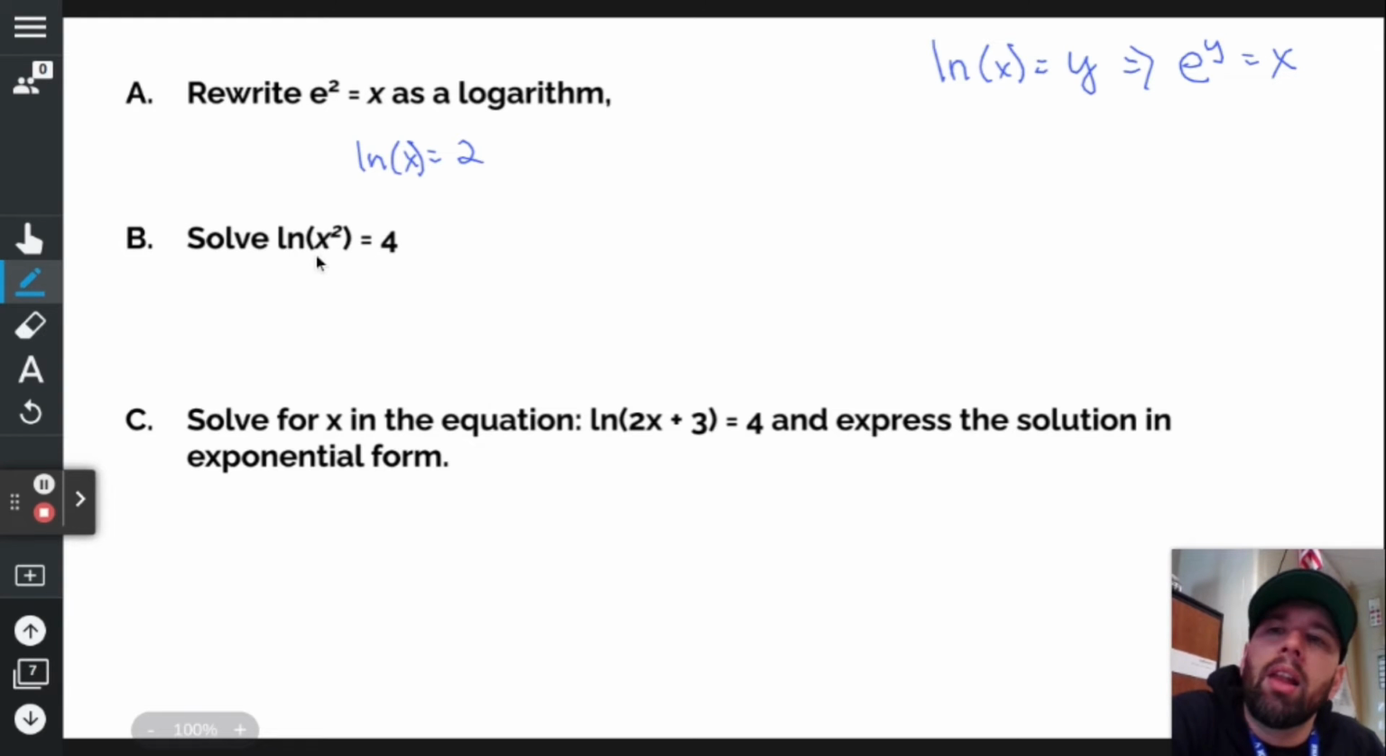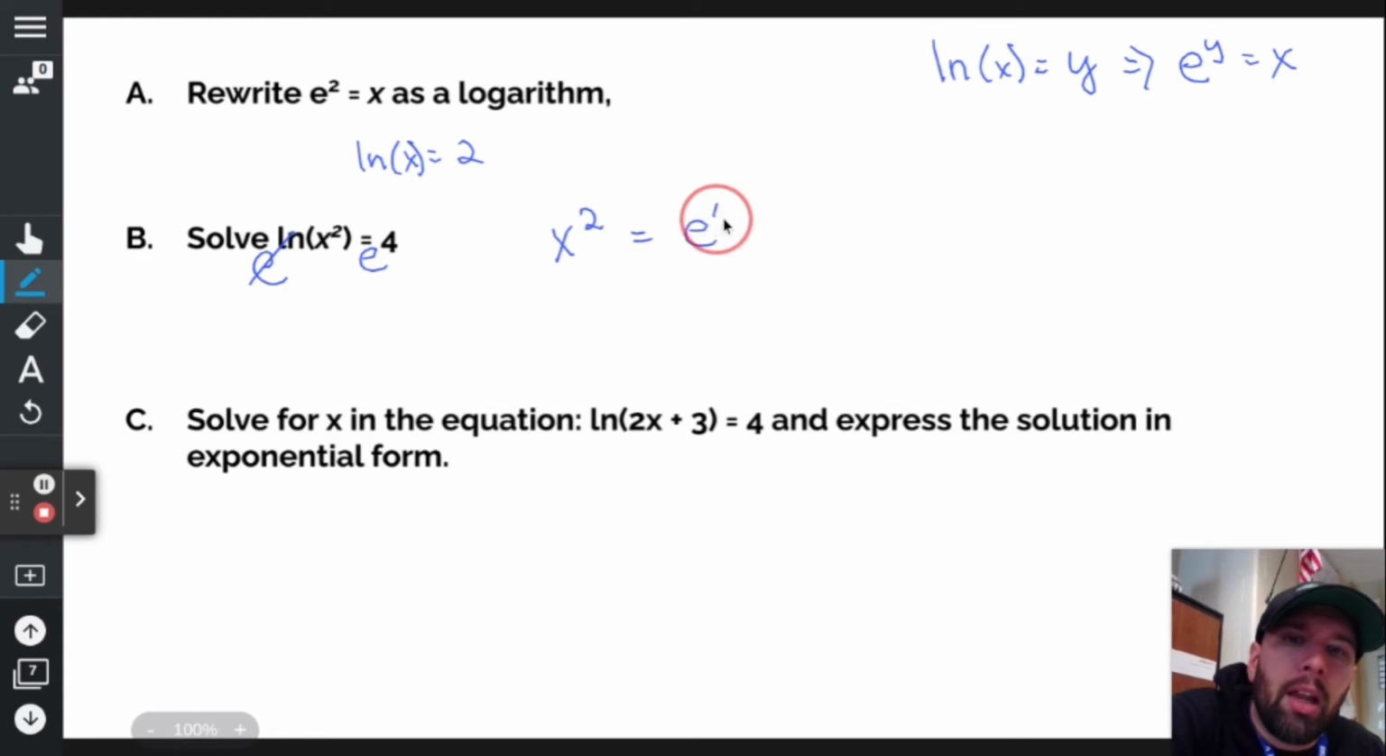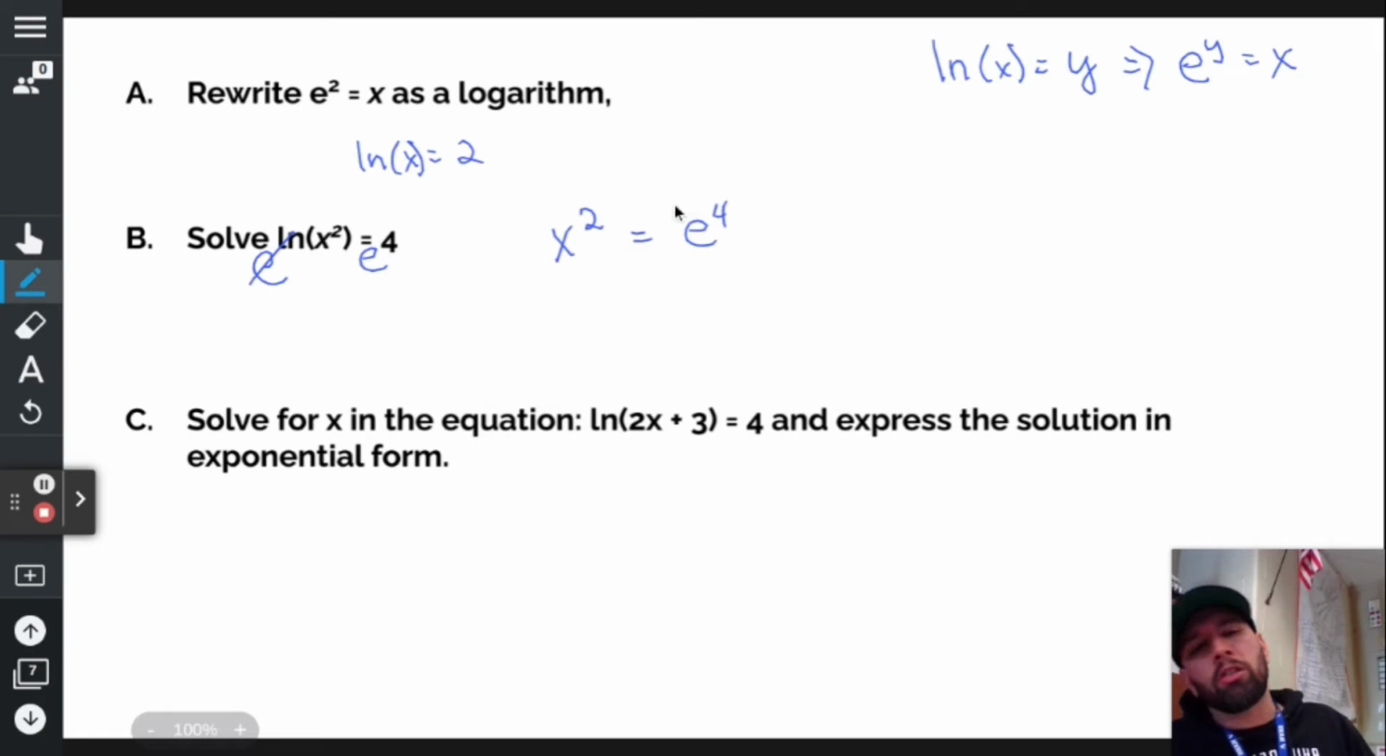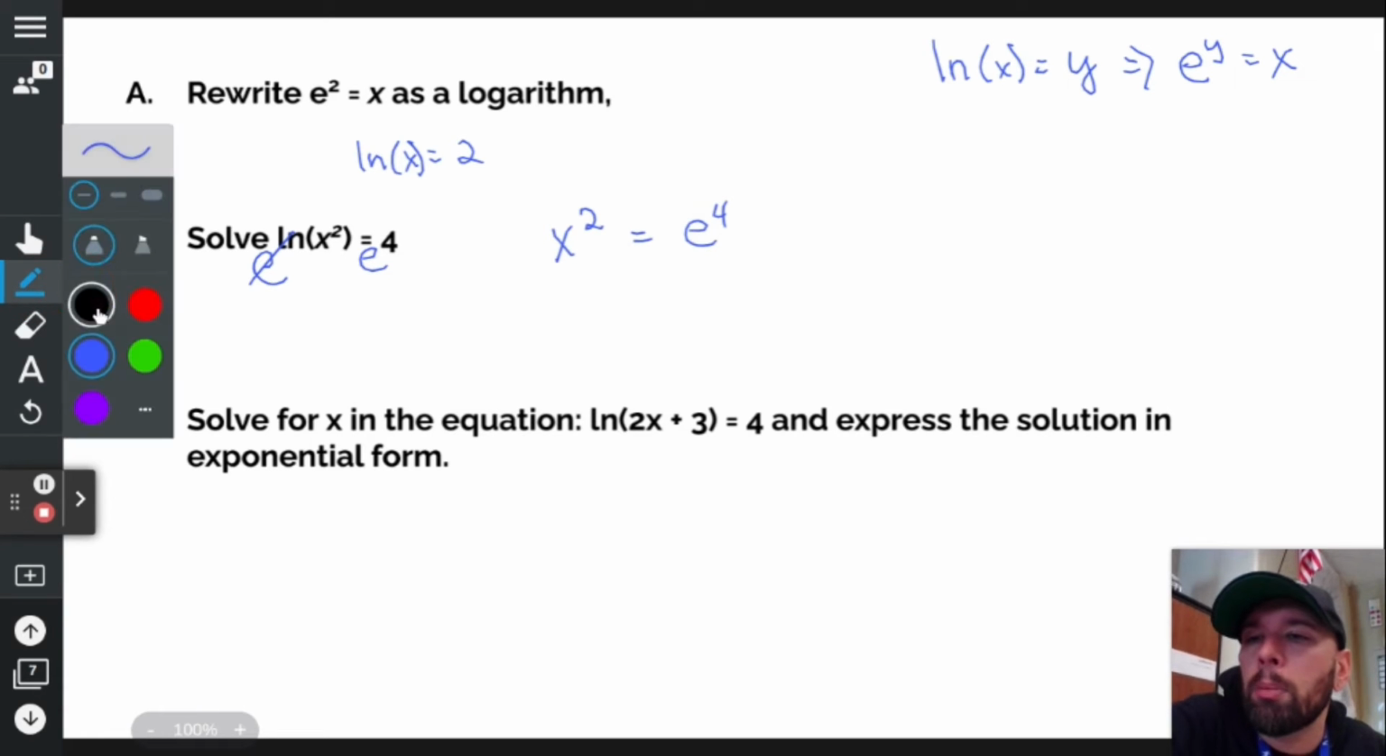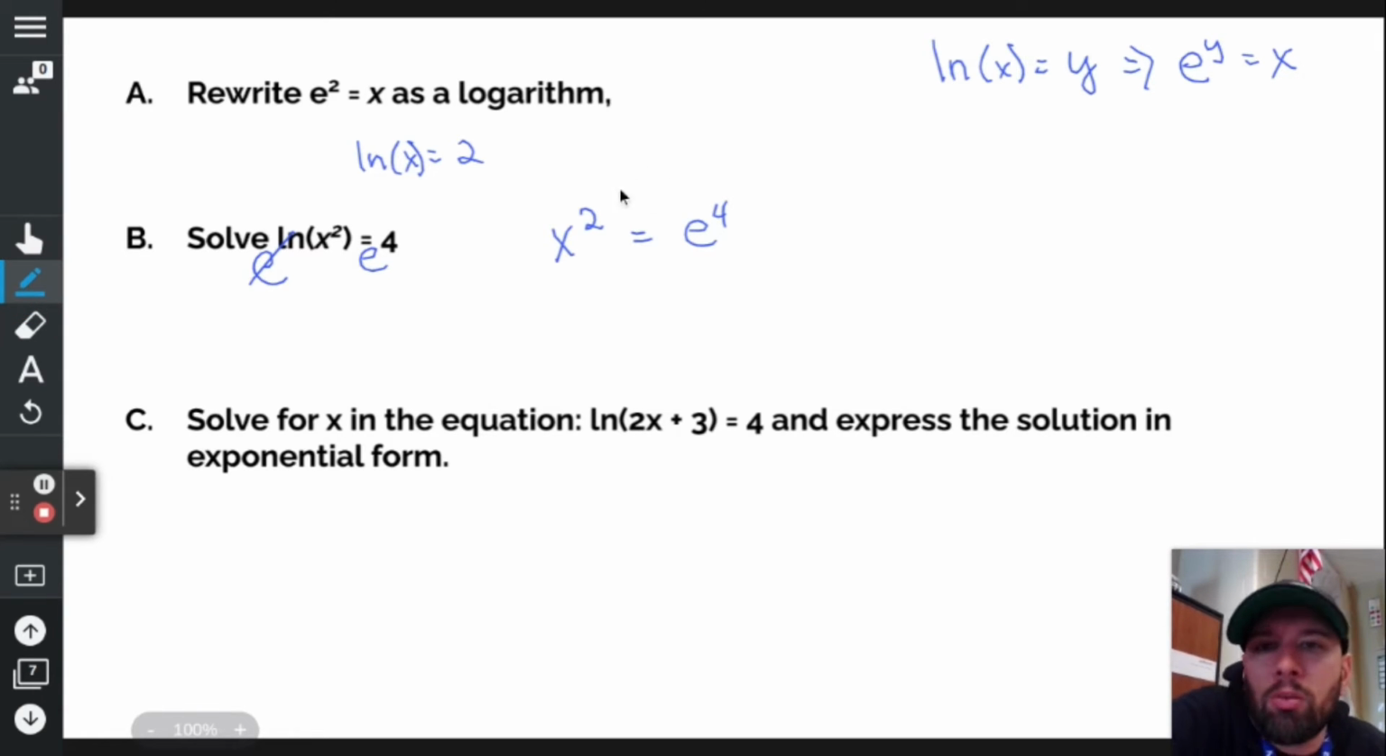Solve ln of x squared equals 4. Again, I can do the whole e to the power of both sides, and the same rules apply. If I take e to the ln of x squared, I get x squared. So let me write that out here. That's going to equal e to the fourth. Now, this is what I was hoping would happen in part C of the previous problem when I created it, but I just mistyped. I just went with it anyway.